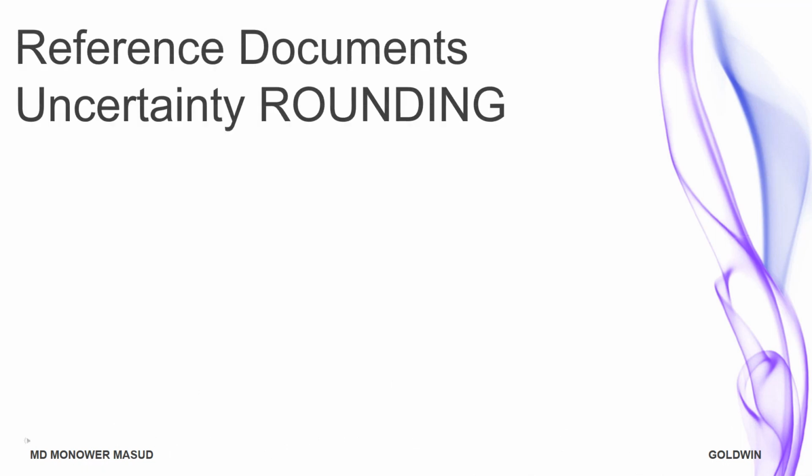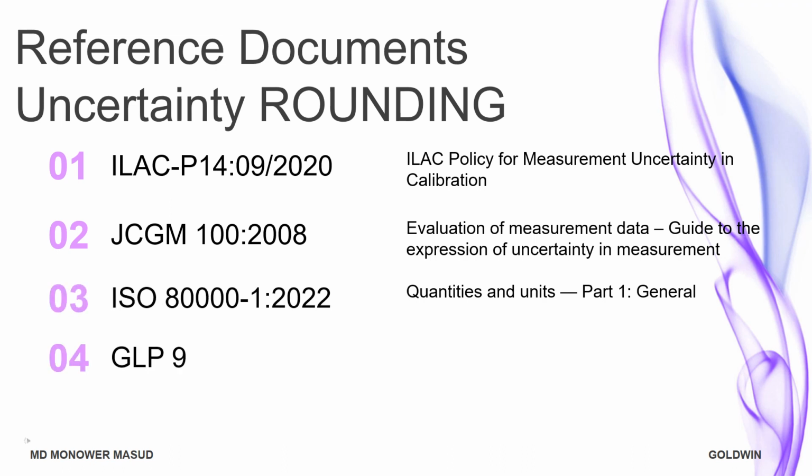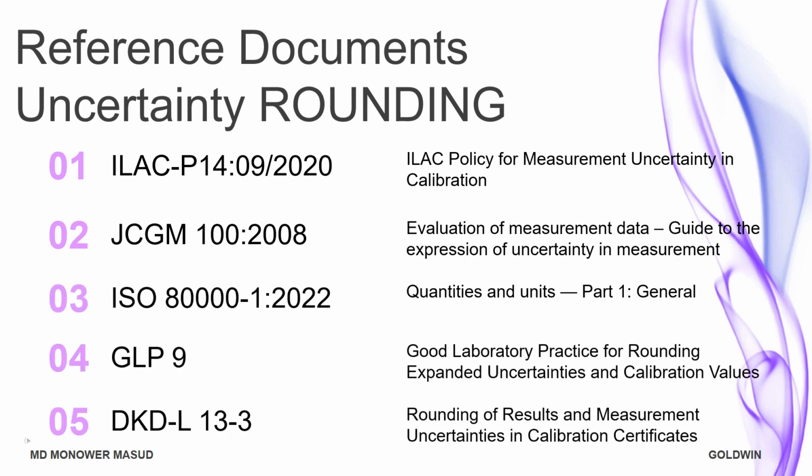Reference documents regarding uncertainty rounding issue. Number 1. From International Laboratory Accreditation Cooperation or ILAC policy documents. Name, ILAC Policy for Measurement Uncertainty and Calibration, ILAC P14:09/2020. Number 2. Joint Committee for Guides in Metrology or JCGM. JCGM Publications, Guides in Metrology. Name, Evaluation of Measurement Data, Guide to the Expression of Uncertainty in Measurement. JCGM 100:2008, First edition, September 2008.